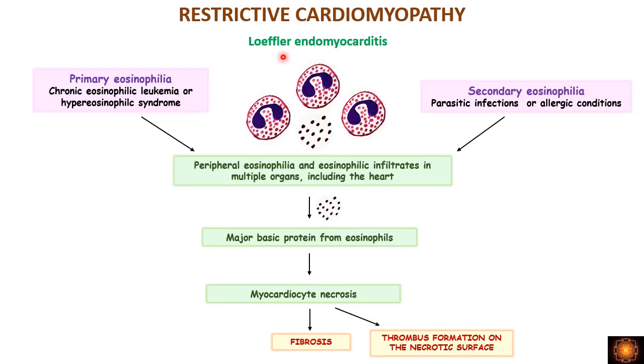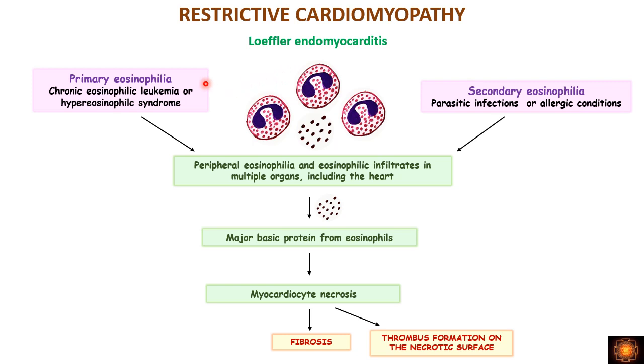Then another condition is Löffler's endomyocarditis. So here we have this condition. This is mainly because of increased eosinophils, hypereosinophilia, where you have eosinophilic infiltration into the myocardium. Now, increased eosinophilia or eosinophils in the blood can be because of two things. Either it can be primary eosinophilia or it can be secondary eosinophilia.